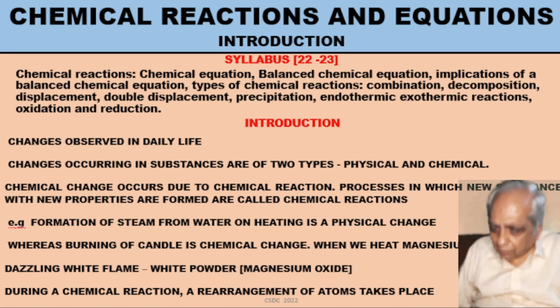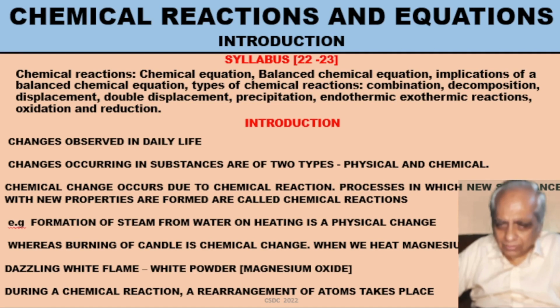Okay, so chemical change we say takes place due to chemical reaction. It means when two or more substances interact with one another, they form other products. Even when there is a single substance, if you heat it, it may also break into simpler parts. That is also a chemical reaction.